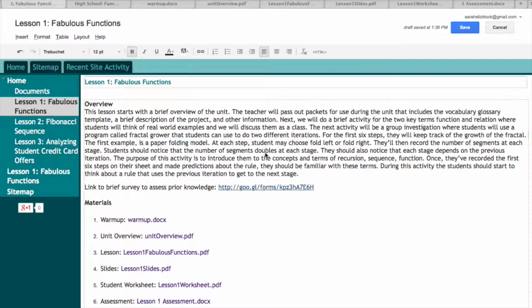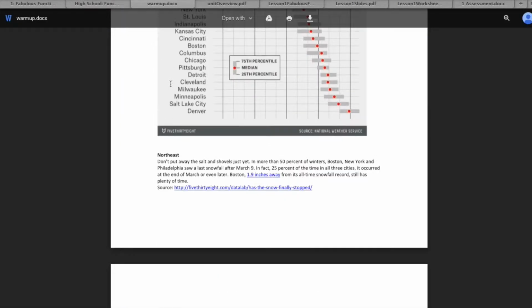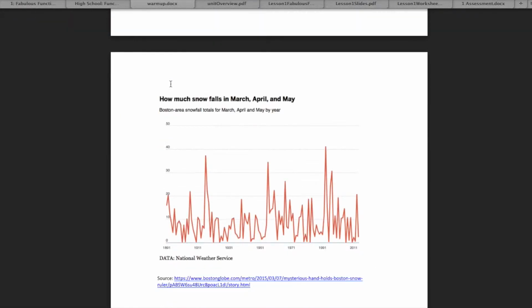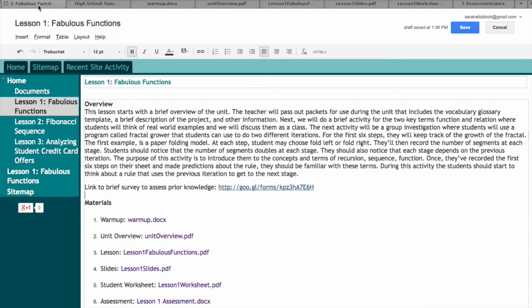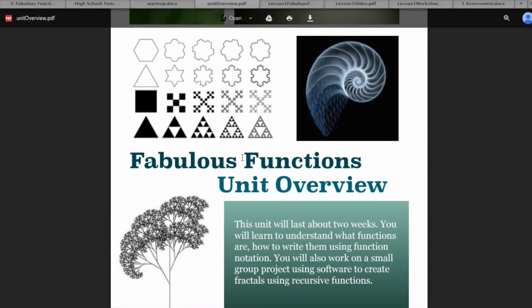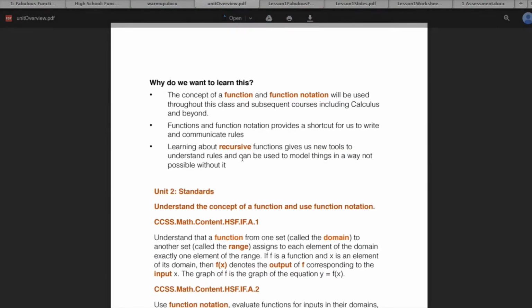Lesson 1, Fabulous Functions, is an introductory lesson to the unit and includes a diagnostic assessment to determine prior knowledge of functions from 8th grade mathematics. There are 3 different assessment activities in Lesson 1. The main part of the lesson consists of 2 activities.